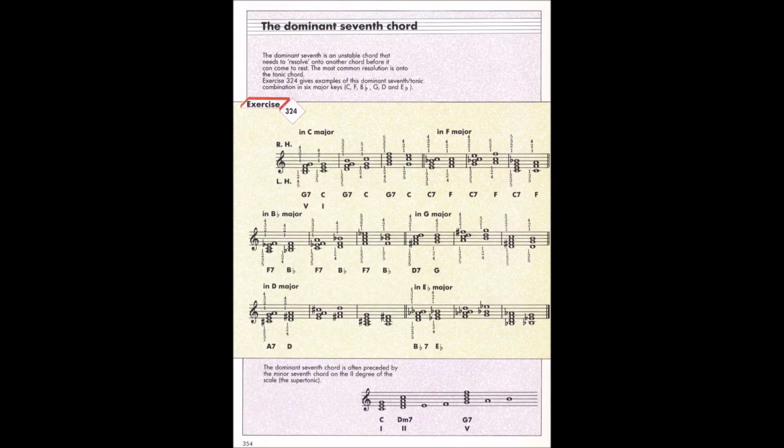Back in lesson 28, you were introduced to the 7th chords. Now it's time to start looking in a bit more detail at the way they're used, the way they fit together into sequences that make sense to the ear. We'll begin on page 354 with a look at how the dominant 7th relates to the tonic chord. They're very often found together.